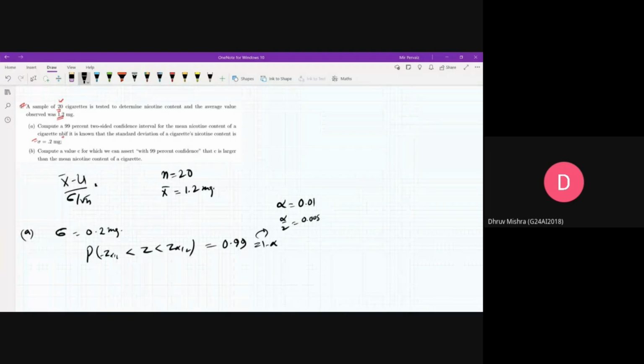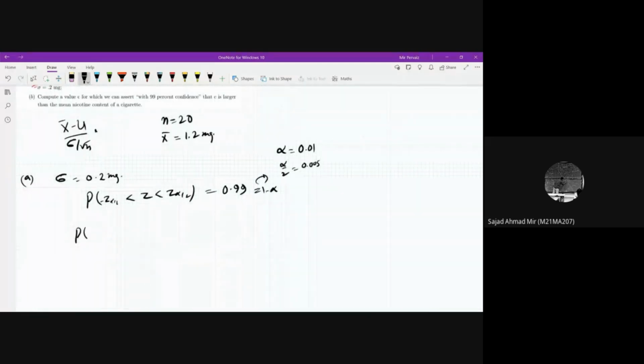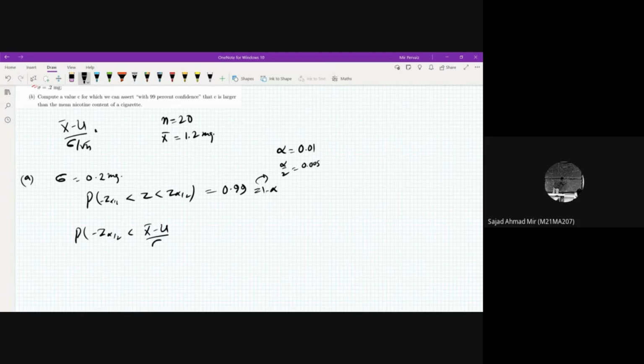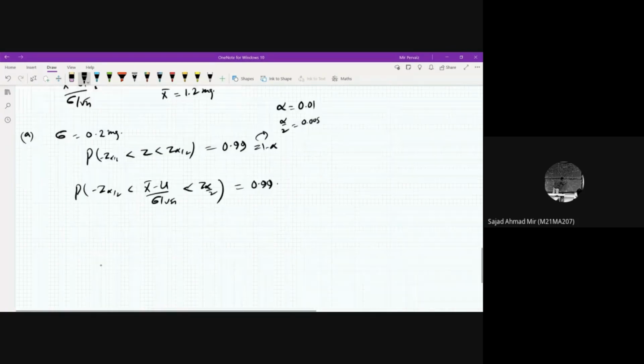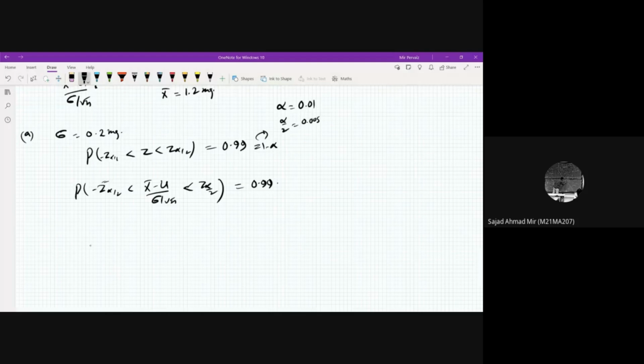0.025. Right? 0.05. Yeah. So you do this calculation. The probability that minus z alpha by 2 is less than x bar minus mu over sigma by root n, which is less than z alpha by 2, is 0.99. Now again, you look into a normal table and calculate this z alpha by 2.